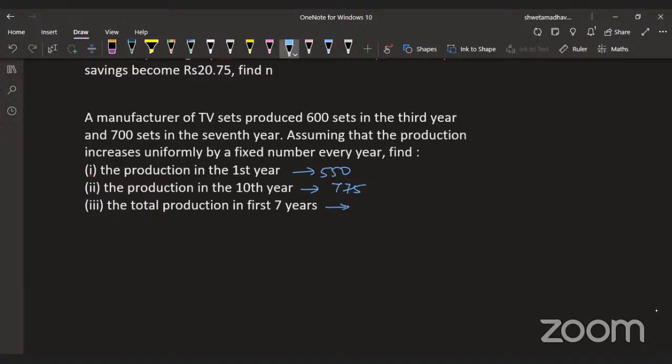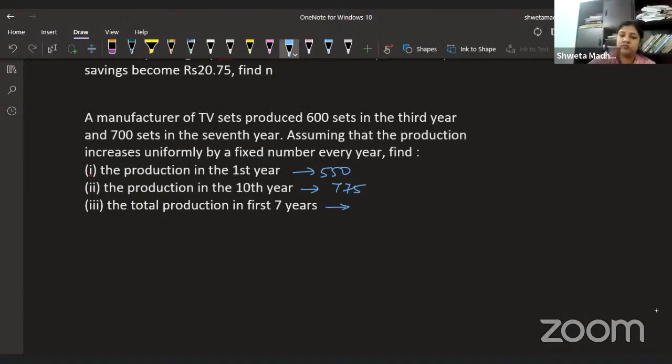And the difference will be 25 each year, right? 4375 the next one.